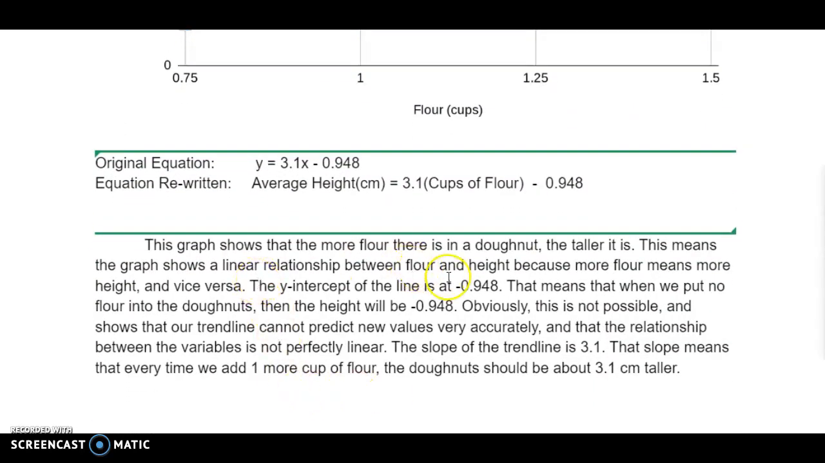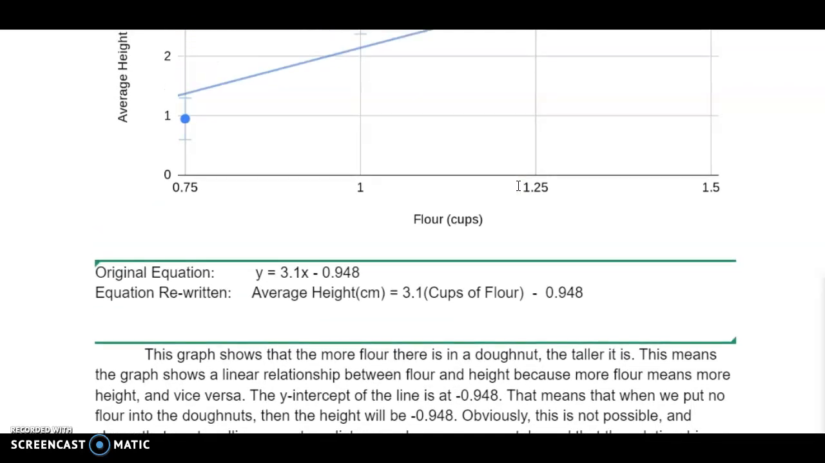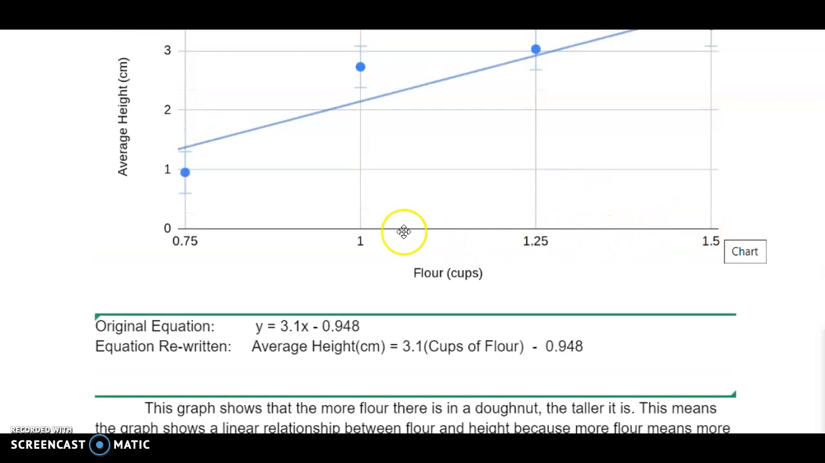The second thing is to talk about the y-intercept. In your equation, that's that number at the end. So Trotter wrote that the y-intercept of his trend line is negative 0.948. This means when we put no flour in the donuts, then the height will be negative 0.948 centimeters, right? So when the flour goes all the way to 0, that's where that trend line is going to intercept, somewhere way out here.